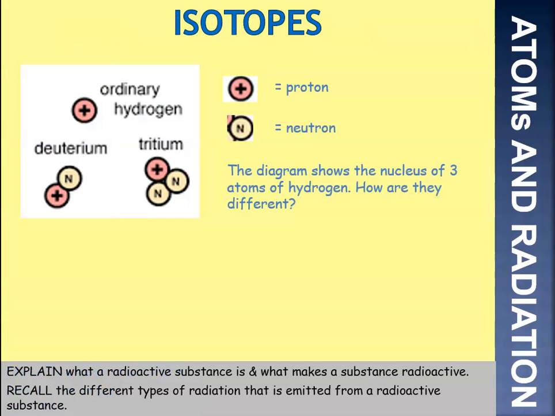Okay, moving on. Isotopes. Isotopes become very important in radioactivity. We can see 3 diagrams there. All of those are hydrogen. The positive represents a proton, the N a neutron. So, we've got 3 atoms of hydrogen there. How are they different from each other? Pause the video whilst you answer that question.